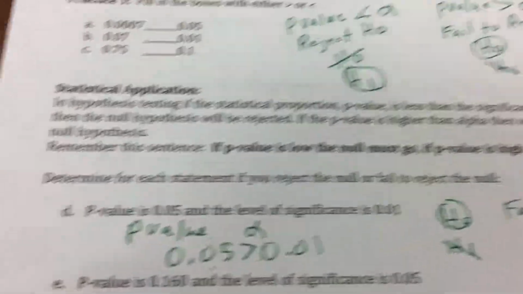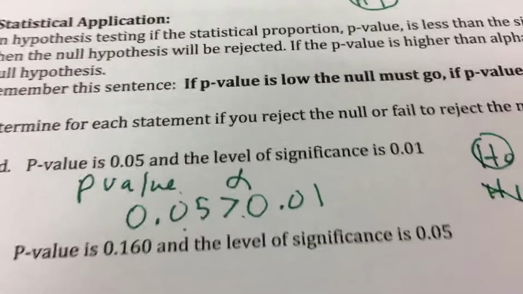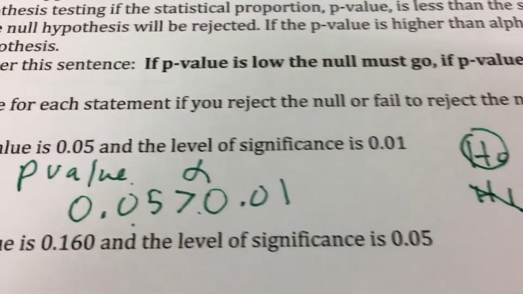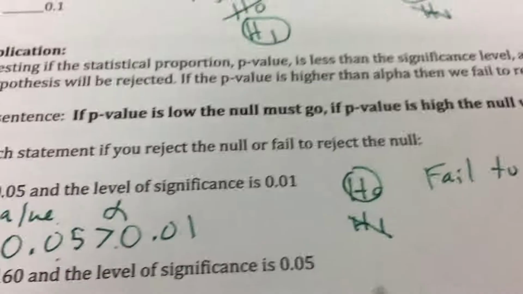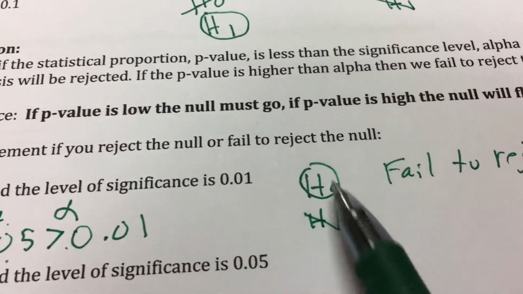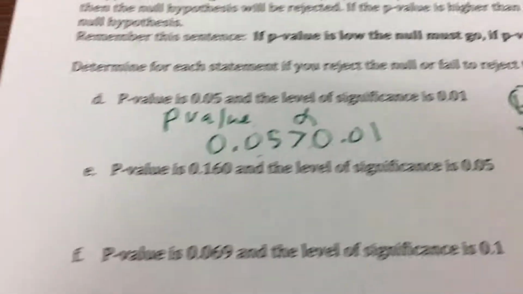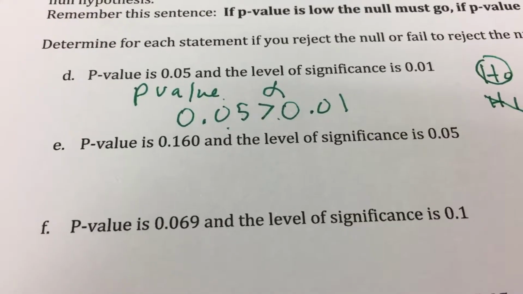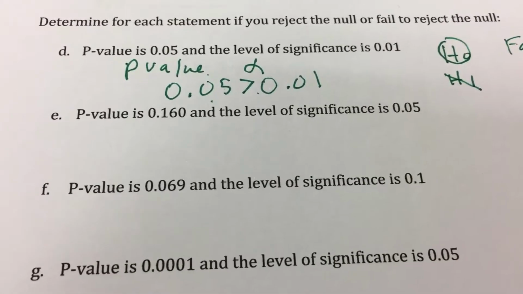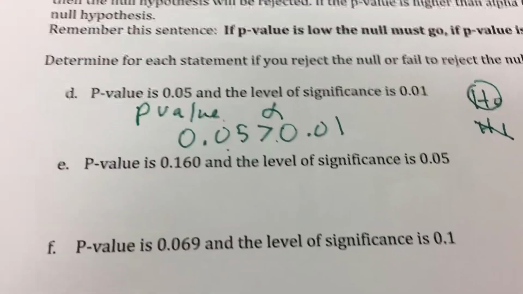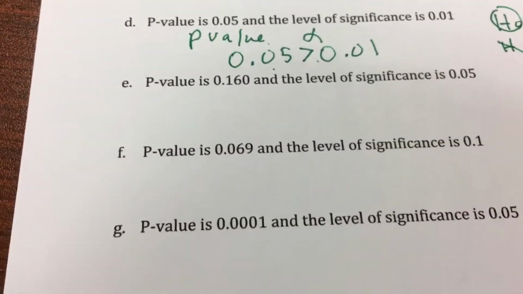You're going to do this with each of these problems. Write down your p-value, compare it to your alpha. If p-value is high, the null will fly. You got to write this out, okay? I was looking at another one here. Let's do this one. I'll go ahead and do E, and then you can do F and G.